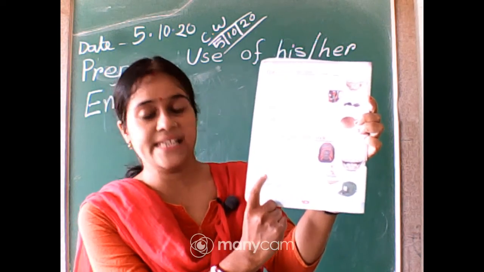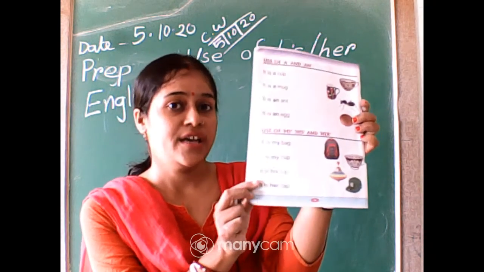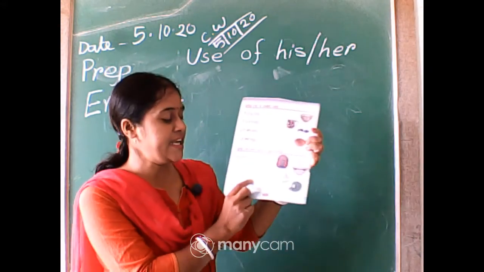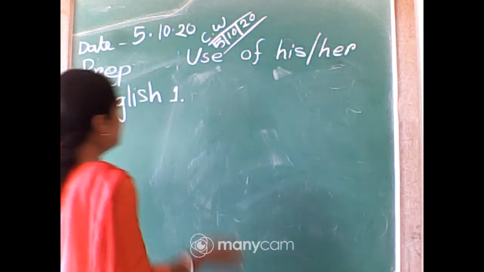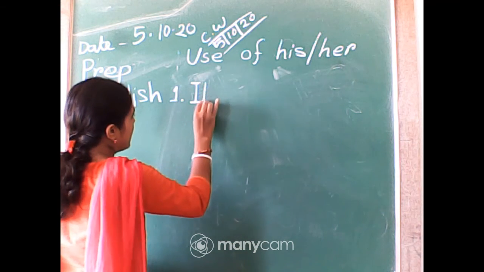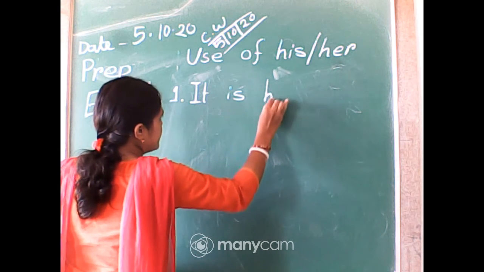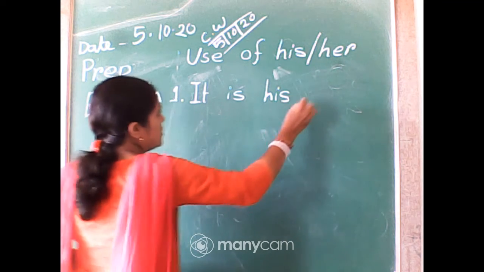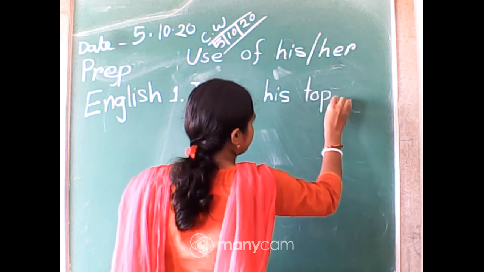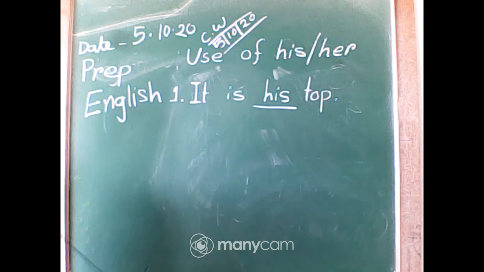It is his top. We will write this. You have to write this in your notebook. It is his top. Write it in your notebook. T-O-P. His. It is his top.